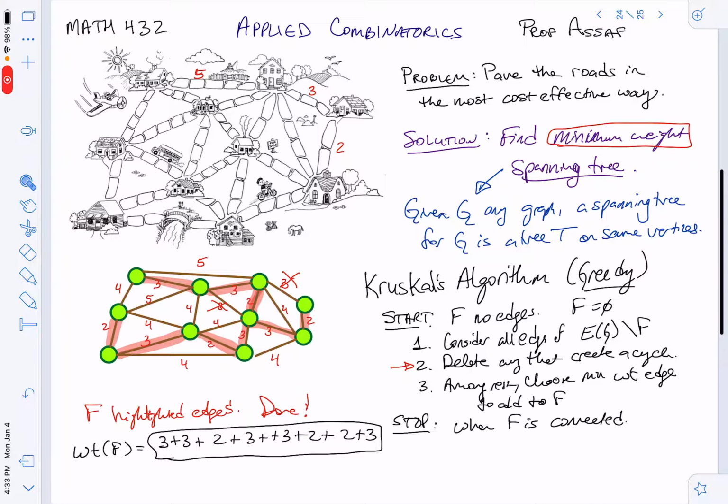We're going to consider these intermediate steps that we got where we got a forest. A forest is just a union of trees. We'll consider some properties of those next, and then we'll use those properties to prove that Kruskal's algorithm always gives us a minimum weight spanning tree.